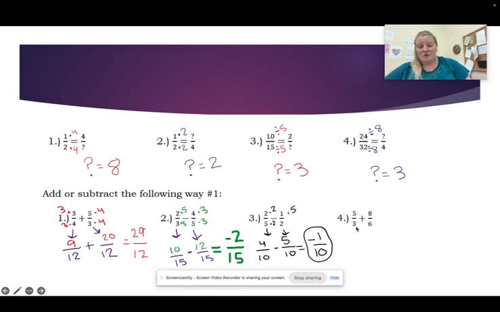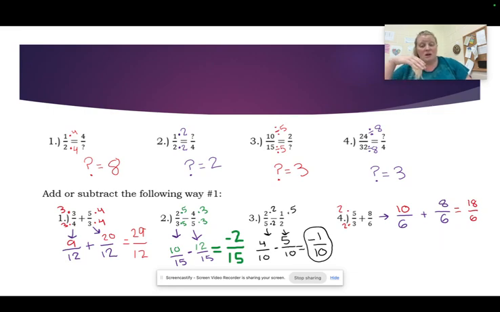Last but not least, between 3 and 6, both of those go into 6. 6 is a multiple of itself because you can do 6 times 1 and get 6. So our common denominator is 6, which means my first fraction will be 10 over 6, but my second fraction will just stay the same. And so when I simplify, I get 18 over 6.